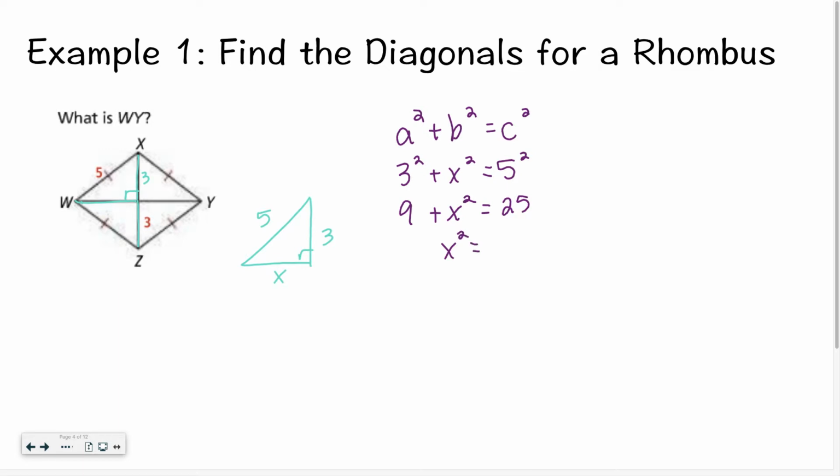X squared equals 25 minus 9, which is 16. And then if I square root that, I would have plus or minus 4. But since we're talking about distance, I get rid of the negative because we can't have a negative distance, and x just equals 4. So this distance right here is 4. That means this one's 4. And WY is 8 units.